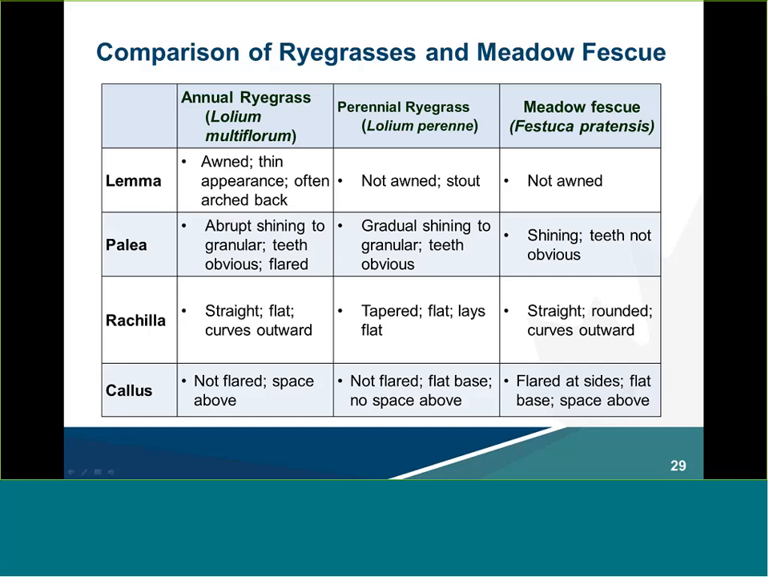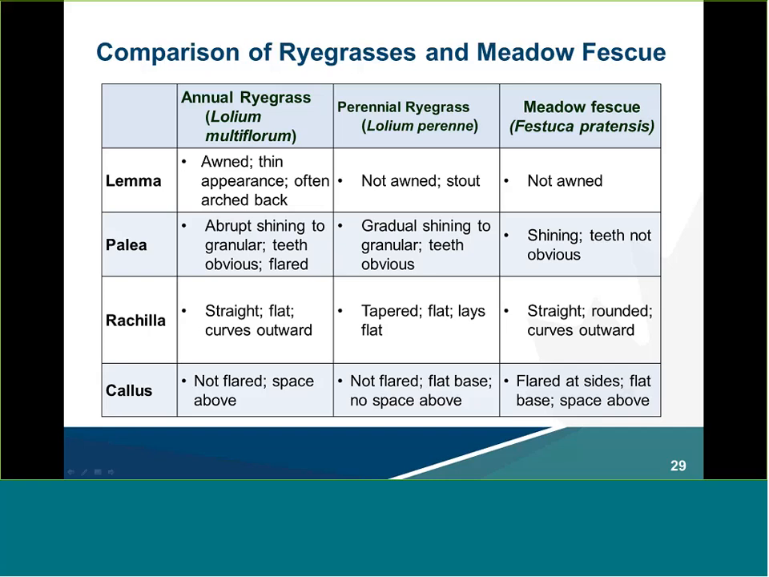In the rachilla, straight-sided, flat, tends to curve away from the Poaceae. Again, depending on where it was in that floret stack, you may not see that. Rachilla for me in perennial ryegrass tends to taper towards the base, is flat, of course, and lays flat. Meadow fescue is where I finally distinguished I was looking at a fescue, not a lolium, because it is rounded, and it is capped, and it curves outward.